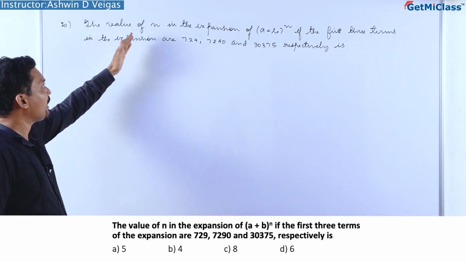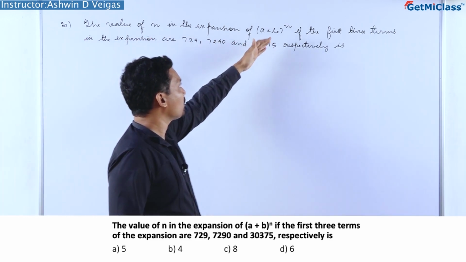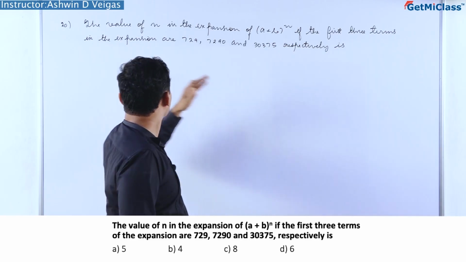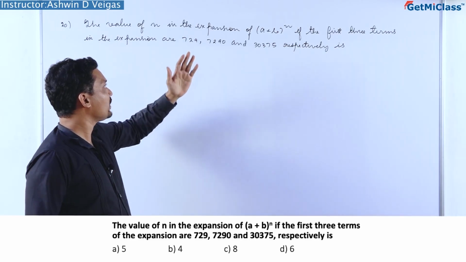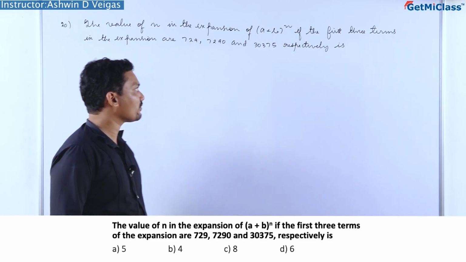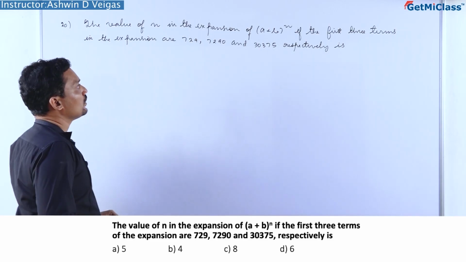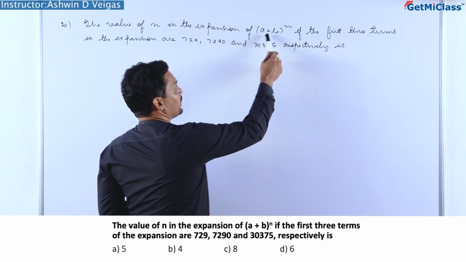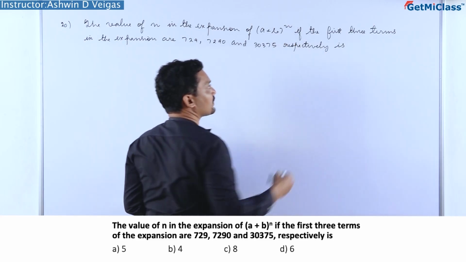20th question: the value of n in the expansion of (a + b)^n, if the first three terms in the expansion are 729, 7290 and 30,375 respectively, is. Okay, now what we will do is expand (a + b)^n up to the first three terms.